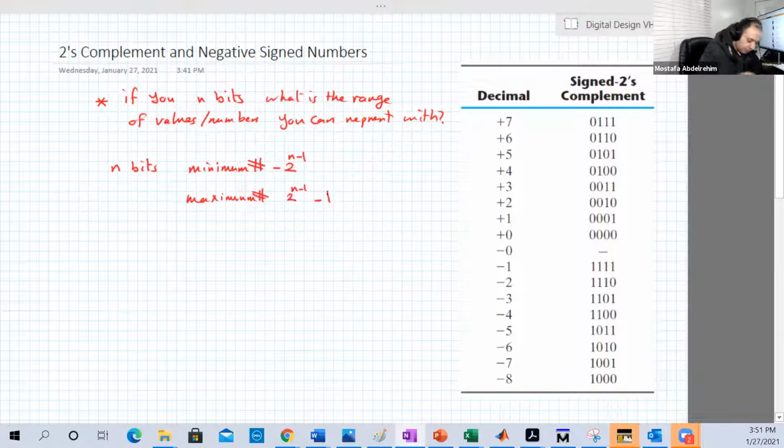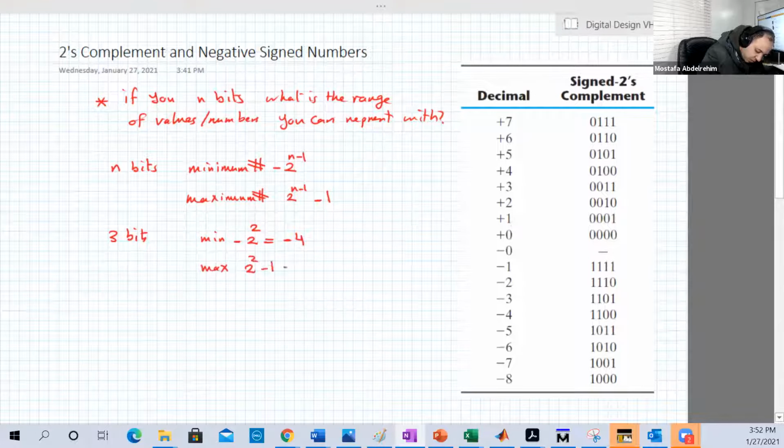Let's have an example. For 4 bits or 3 bits, let's start with 3 bits. So the minimum is 2 to the 3 minus 1, which is 2 to the 2, and this is negative, so this is minus 4. And the maximum is 2 to the 2 minus 1, which is 4 minus 1, which is 3. So we can represent from minus 4 to 3, right?